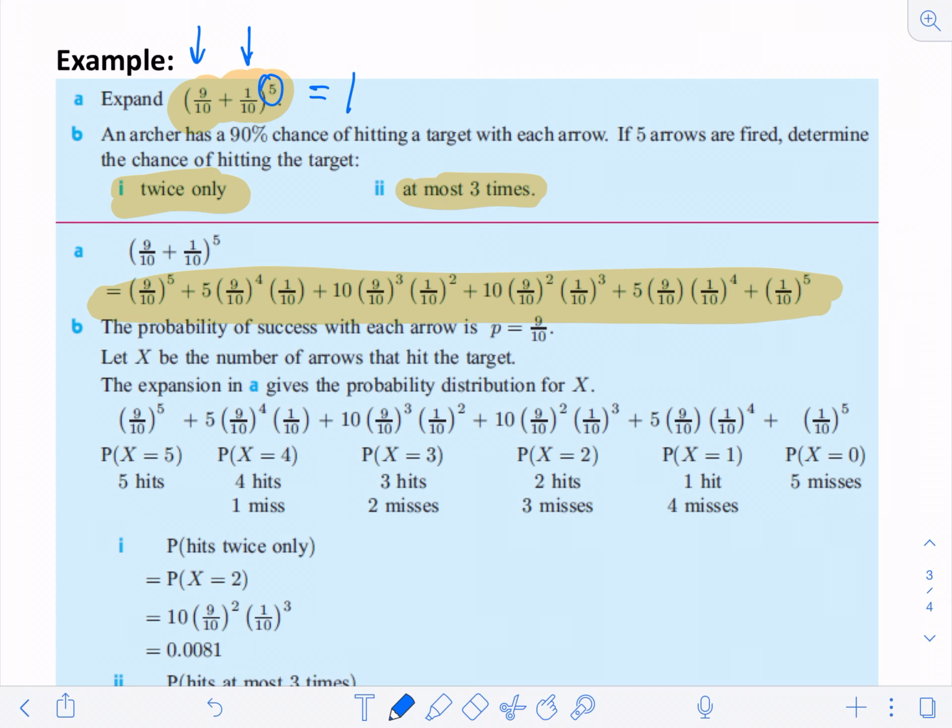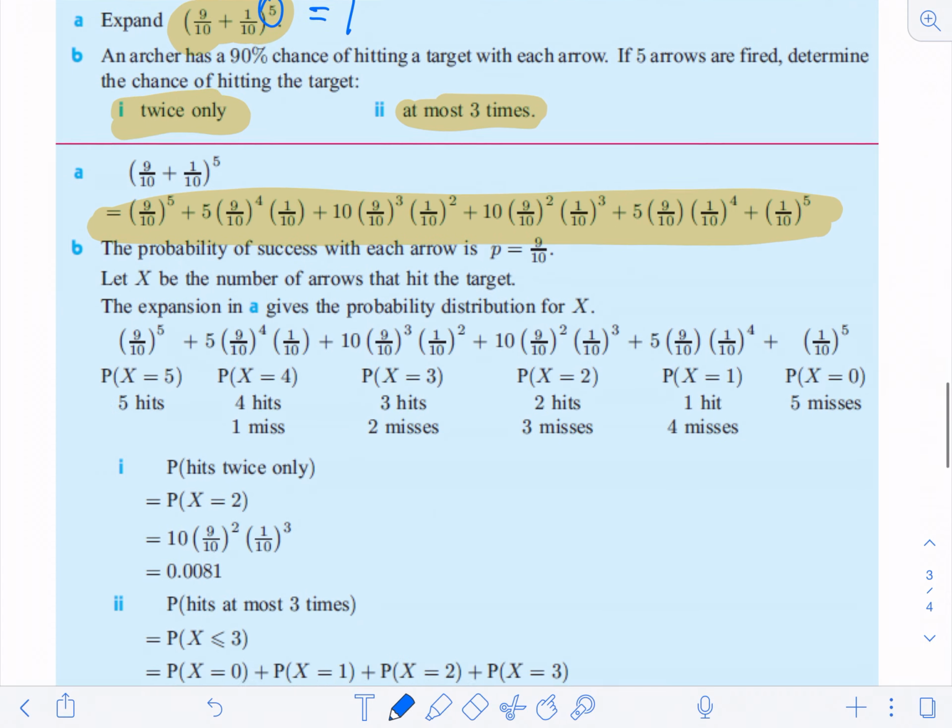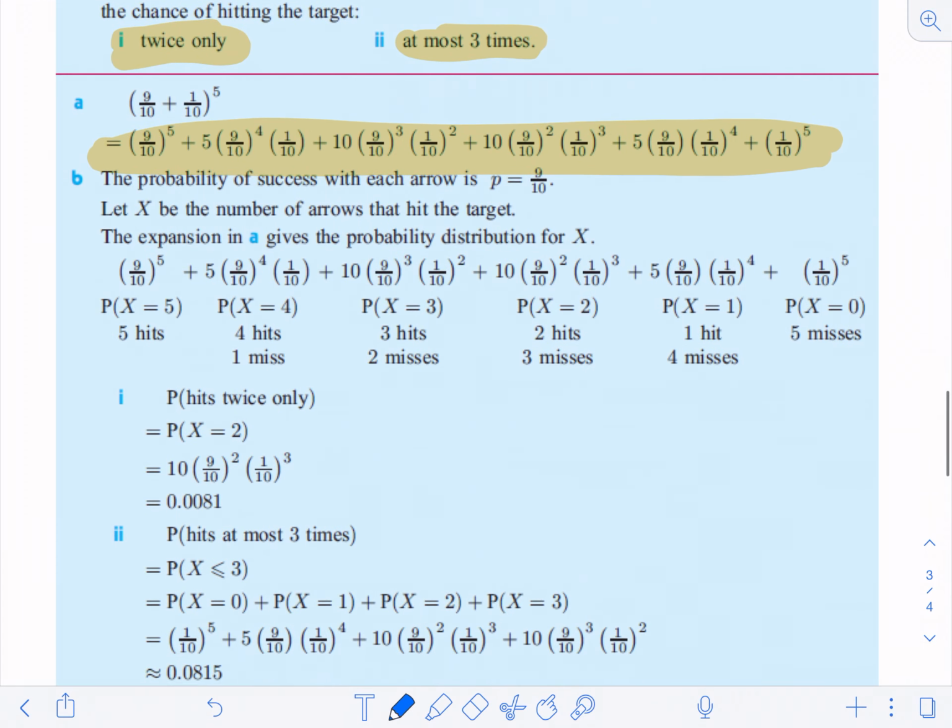I'm going to do this algebraically because now that I've expanded it, what do I know that each one of those terms represents? I know that the 9/10ths to the 5th, that's my probability that I'm going to hit it 5 times in a row. Notice 5, 10, 10, 5, and 1 from Pascal's triangle. It's not there. I'm going to draw it in.